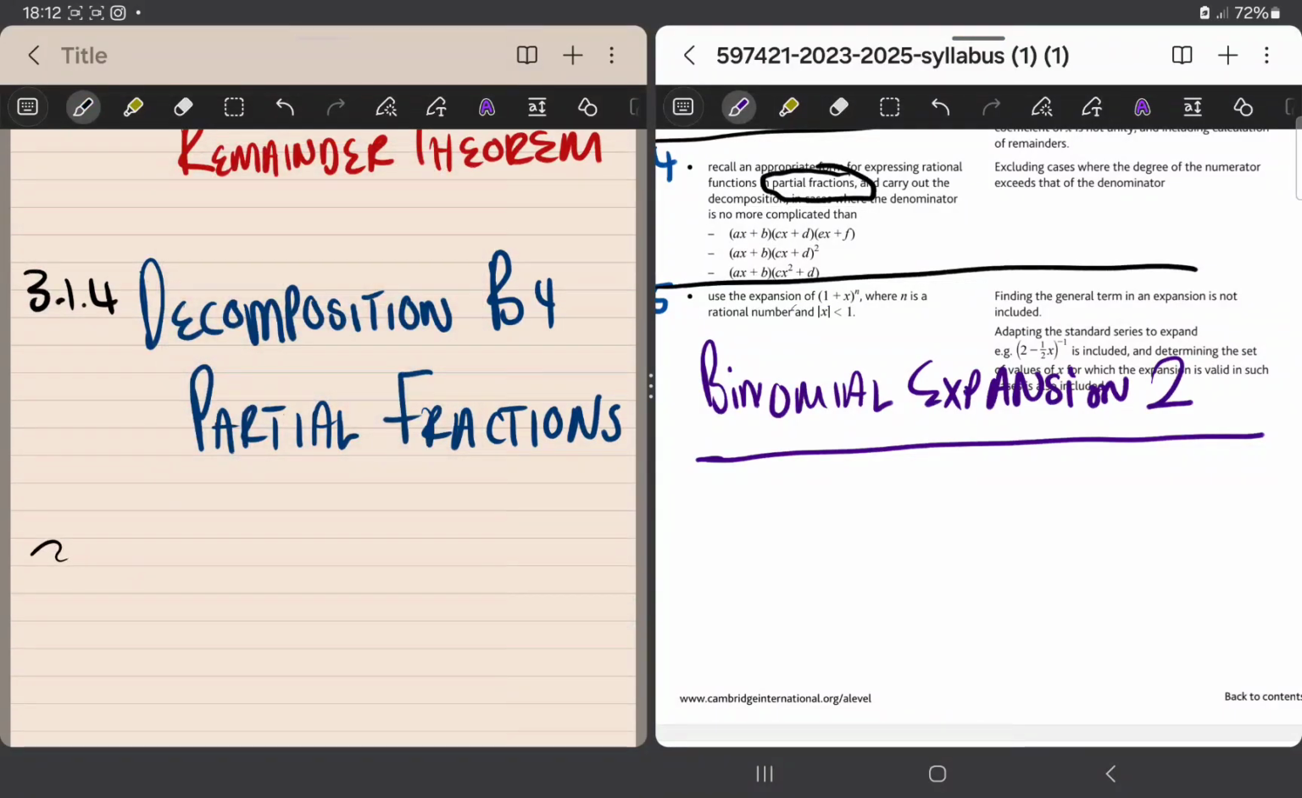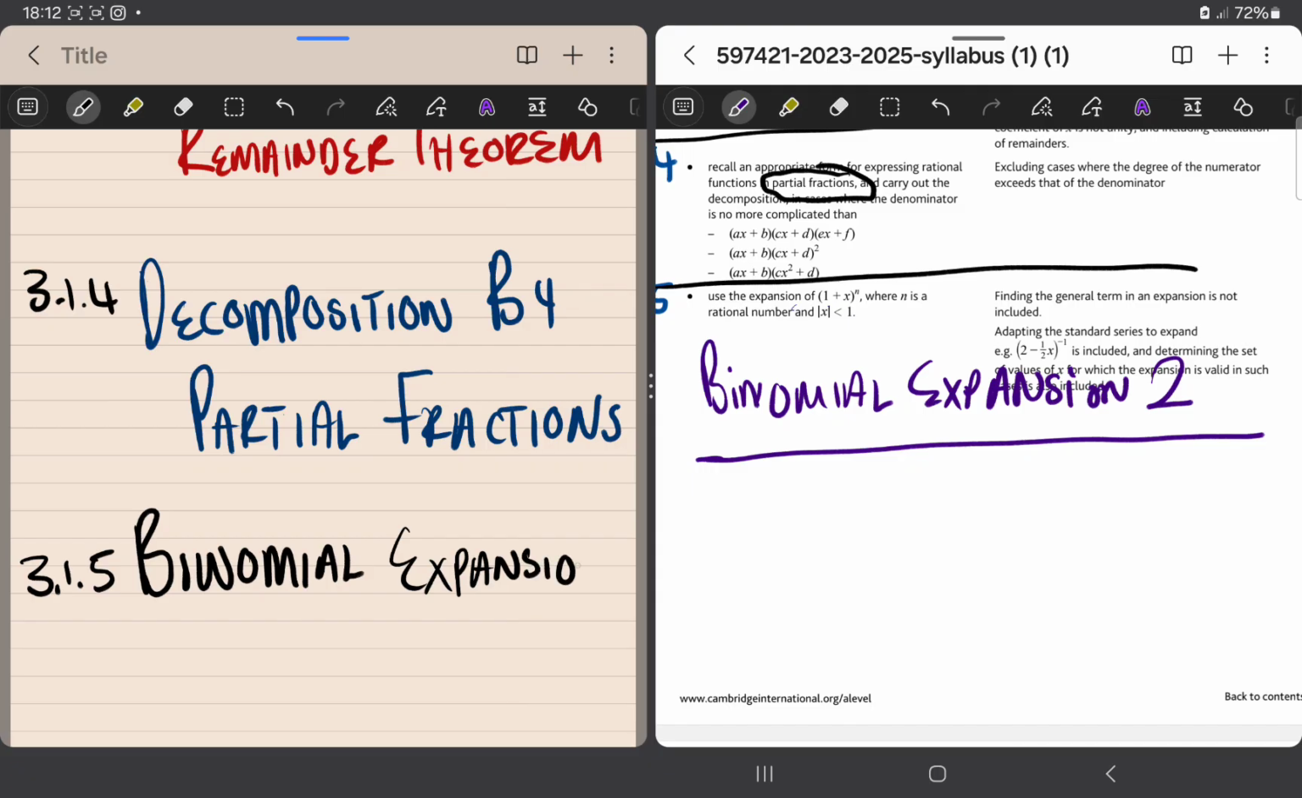So we can go ahead and say, okay, 3.1.5 is going to be binomial. You can write it to say binomial expansion. You can say binomial expansion 2. This is what the second one is going to be. And we would be done. So these are the 5 things.